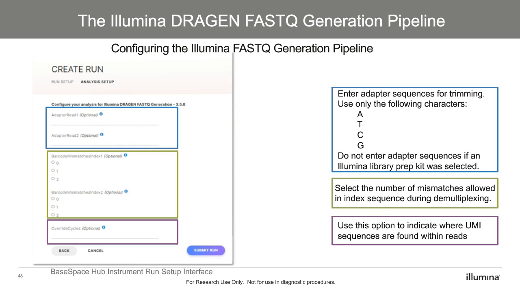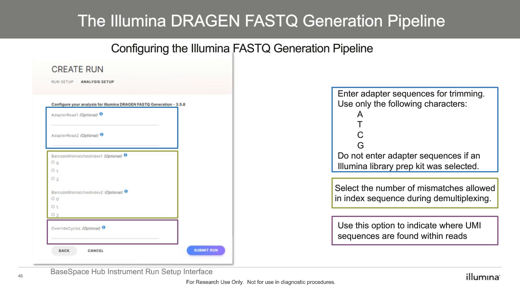So let's touch upon the configurable settings. First, here in the blue box, we have the adapter trimming settings. If you selected an Illumina index kit, you will not need to configure this setting. It will be on by default. However, if you did use a custom index kit, here's where you would indicate the adapter sequences to trim off of the 3' end of the reads. The only characters that are allowed here are capital A, capital T, capital C, and capital G.